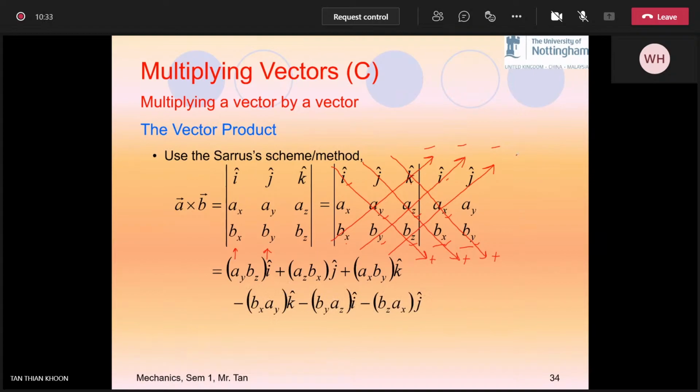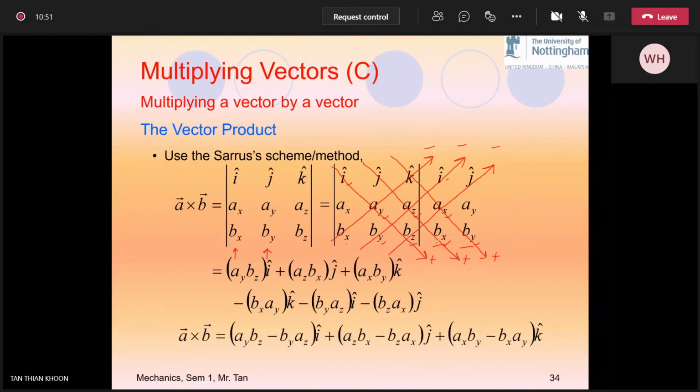A negative of BXAYK, negative of BYAZI, negative of BZAXJ. All right, if we put I with I together, J with J together, K with K together, then we will get what we actually obtained earlier as well. It's similar. For I, as you can see, we have this. For J, we also have this. And for K, we obtain the same way, same value.